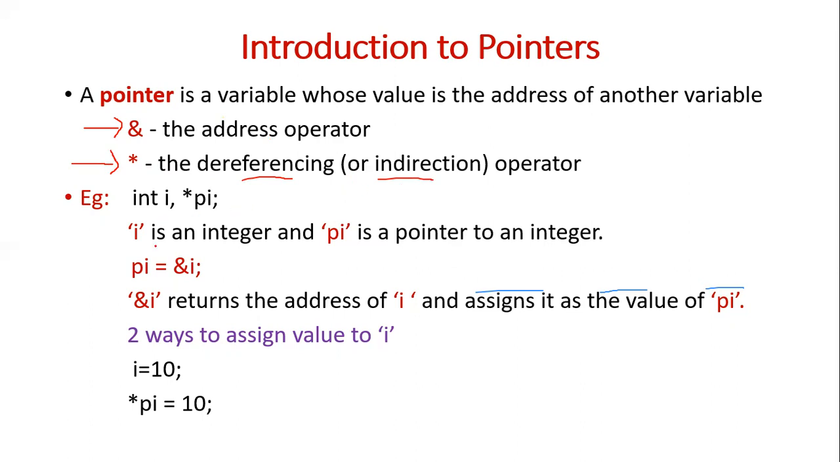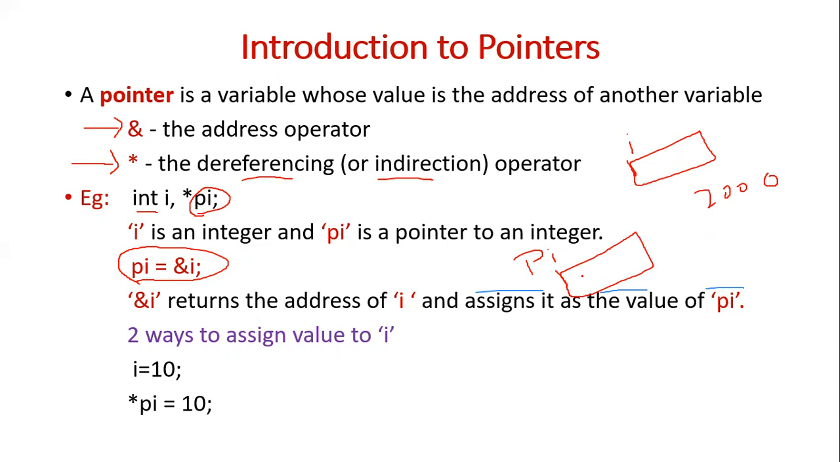Fine. So this is similar to the example which I just now discussed. There are two variables. I is a variable of type integer, whereas pi is a pointer to an integer. Now we are saying pi is equal to ampersand I. It means that pi is pointing to the address of I. Maybe I's address is 2000. But I is an integer, pi is a pointer, and we have said pi is equal to address of I. Address of I is 2000.